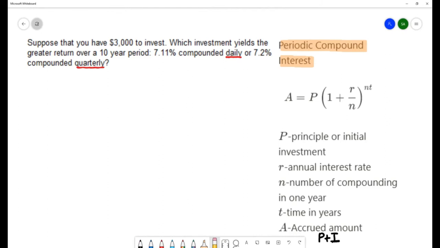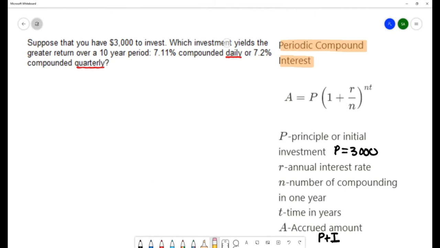So let's read this problem one more time, and as we read it, start to identify what variables belong to these values in the problem. Suppose that you have $3,000 to invest. $3,000 is our initial investment, the amount of money we're going to start with. So that is our principal. We have a principal of $3,000.